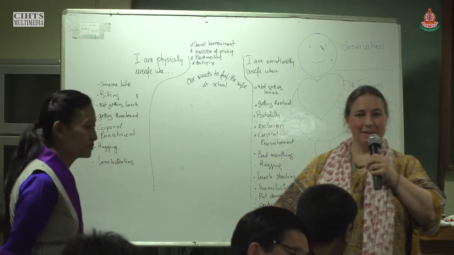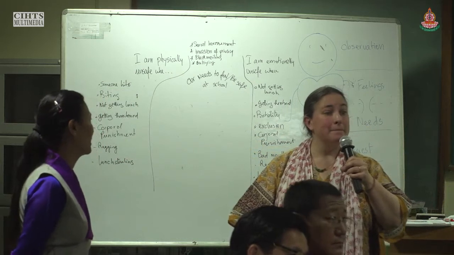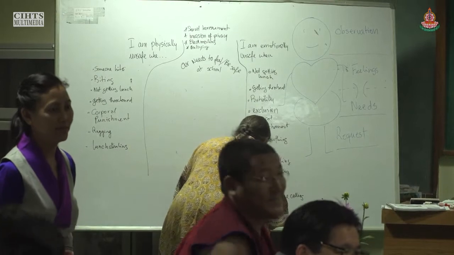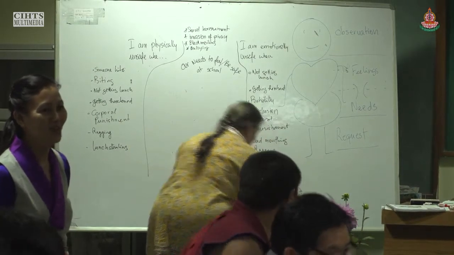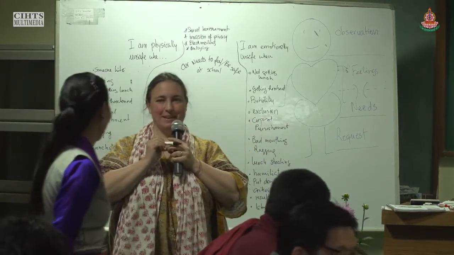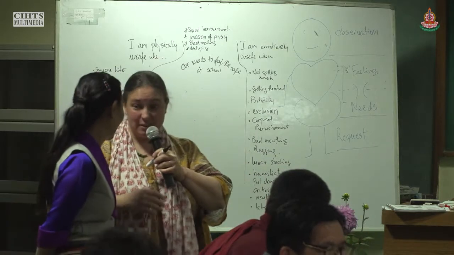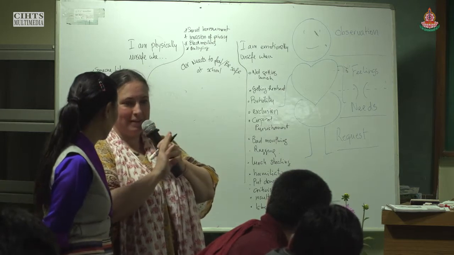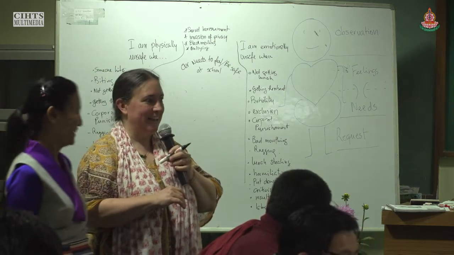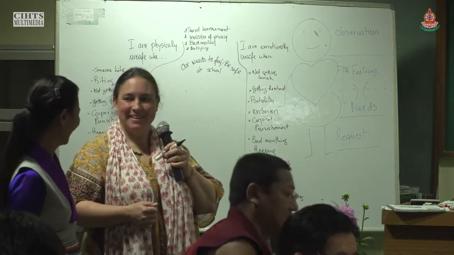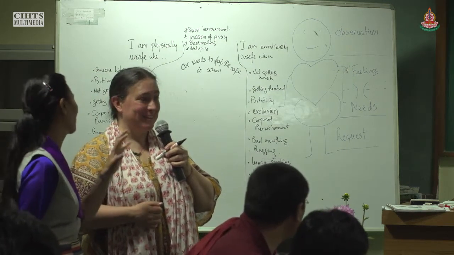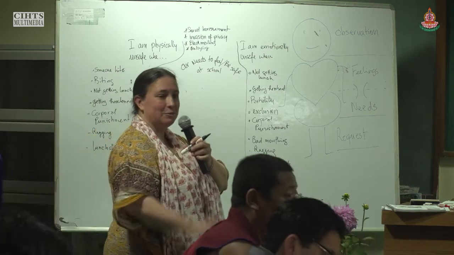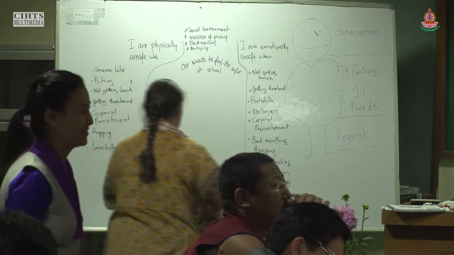I got a good one. Oh, labels, yes, that's a good one. Okay, wait, I have a good one. Do you know Tenzin Dolma? Well, she's in love with Tupten. What did I just do? Yes, rumors. Starting a rumor. That drives your whole class nuts.